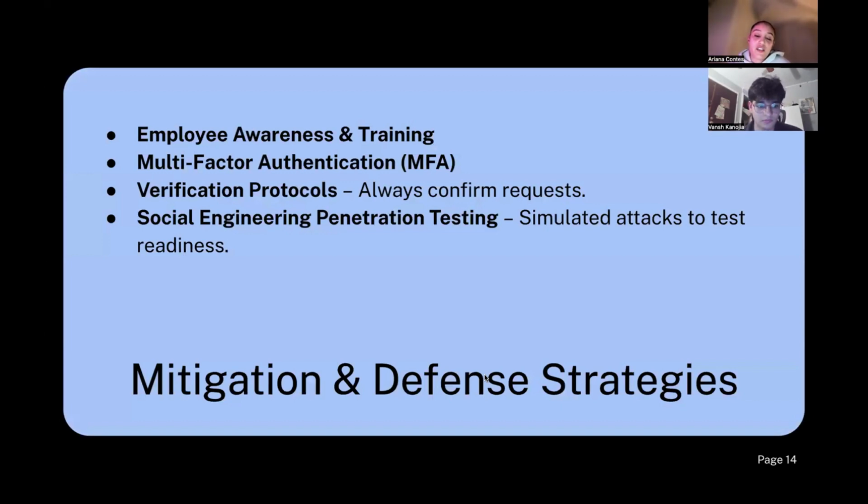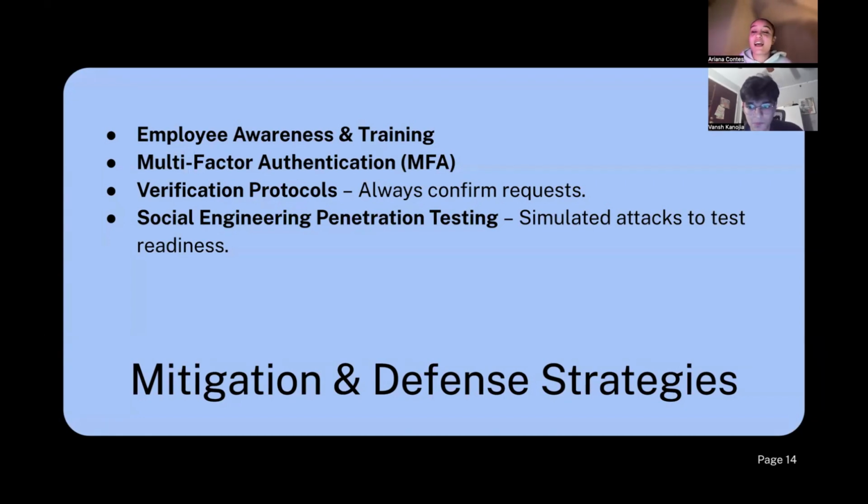So I'm going to talk about mitigation and defense strategies. Basically, defending against social engineering requires a combination of training, security measures, and verification protocols. Awareness training teaches employees to recognize suspicious activities. MFA adds an extra layer of protection beyond just a password. Verification protocols ensure that sensitive requests are validated before acting upon them, and simulated social engineering tests help organizations assess the vulnerabilities they do have. These are one of the big four things organizations really need to do to stop those attacks.